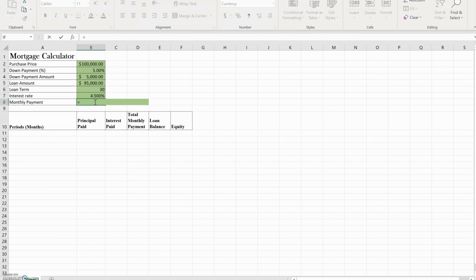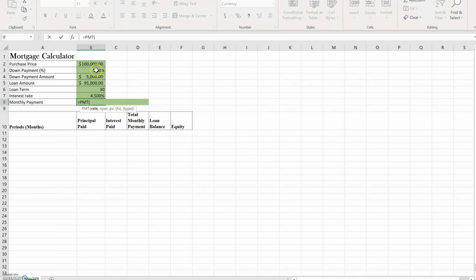What I'm going to do is take these inputs I have right here, and I'm going to put PMT in Excel. I'm going to press Tab as soon as I see it. Let's do that again. Equals PMT. Oh, let me get it right. Tab. All right, so the rate.